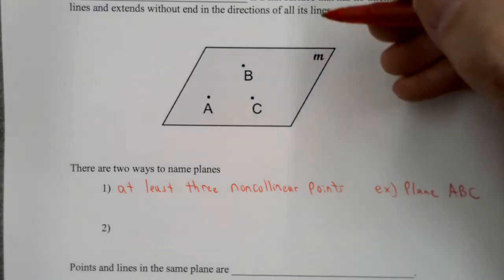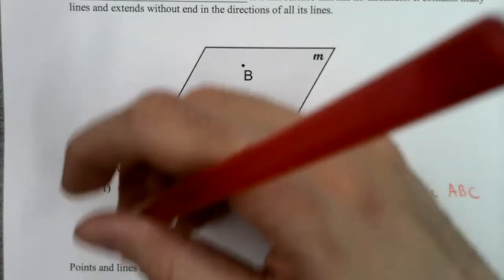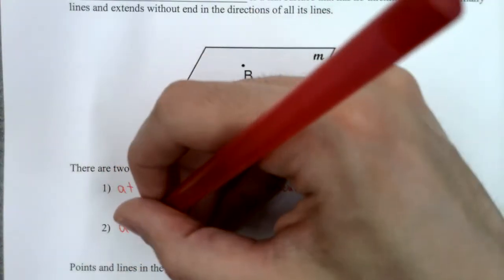The other way you can name it is with a single letter like that. Usually it's off in the corner. It's not a point, though. It's a single letter.